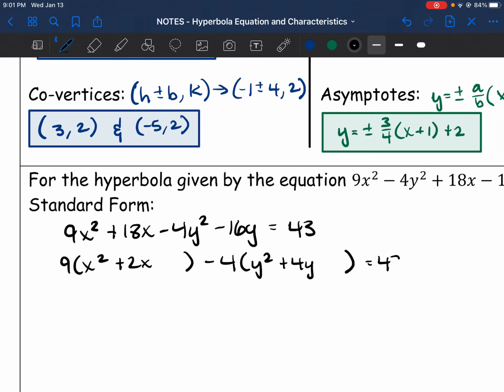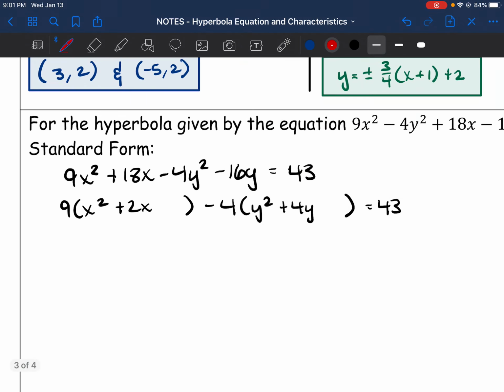Right, then on the right side equals 43. Now let's go find those constants that are going to make the completing the square process work. So here, x squared plus 2x, the constant that will make this work is a plus 1. Again, if you don't remember how to find that constant, you look at the middle term and cut it in half. Half of 2 is 1, and you multiply that number times itself, and that's the constant you'll put right there.